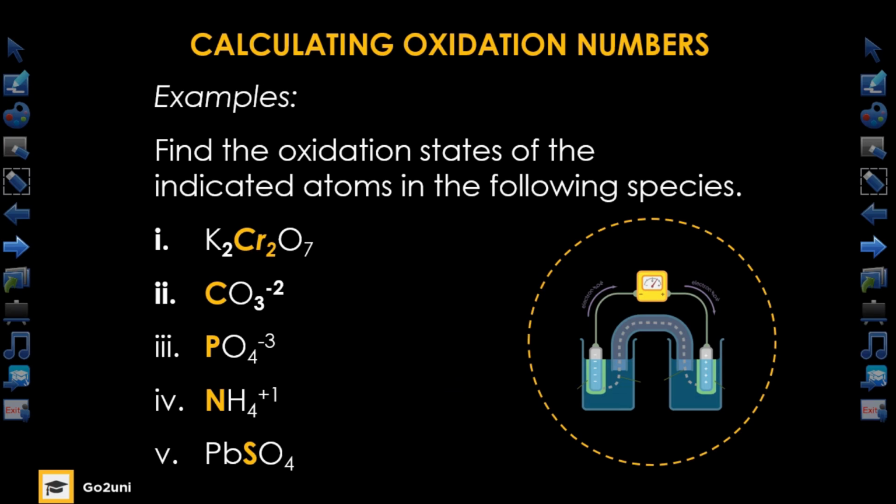Potassium heptaoxodichromate 6. The question is, why is it dichromate 6? Why that value 6? Why is it not 2 or 3 or 4 or 5 or 10 even? Just as we have tetraoxosulfate 6, we have trioxocarbonate 4, we have trioxonitrate 5.